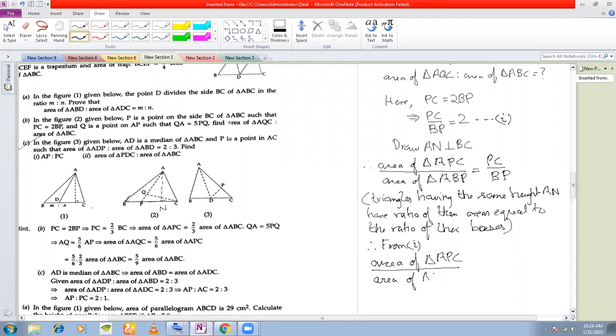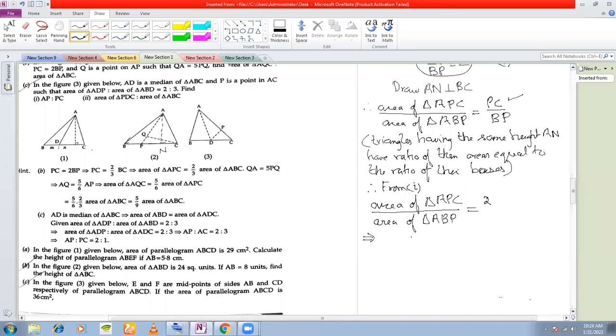Area of triangle APC divided by area of triangle ABP is equal to PC by BP. What is PC by BP here? From 1, it is equal to 2. So what can I say about the ratio of the areas of these two triangles? Area of triangle APC to area of triangle ABP is 2:1.